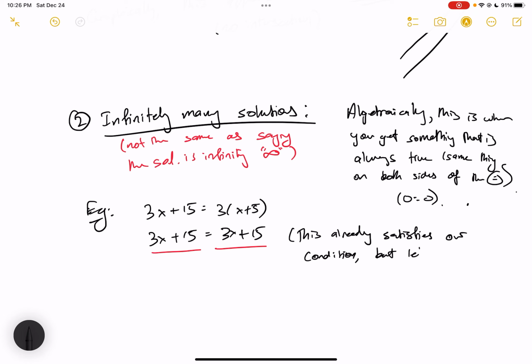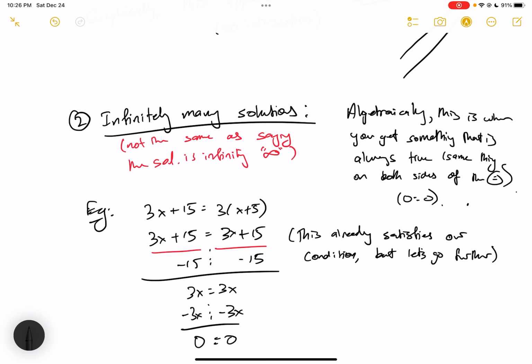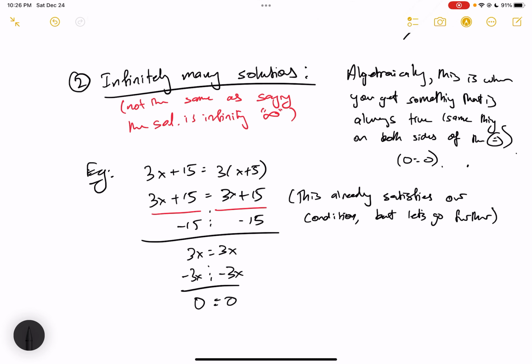But let's go further. In case you don't recognize this or spot it immediately, you will spot it eventually. Let's subtract 15 from both sides. You'll end up with 3x equals 3x. Once again, same thing on both sides. If we were to subtract 3x from both sides, we'll end up with 0 equals 0. So, since this is always true, any x value makes this work.